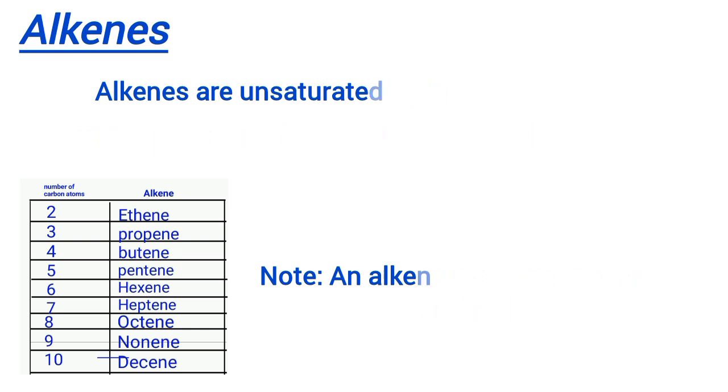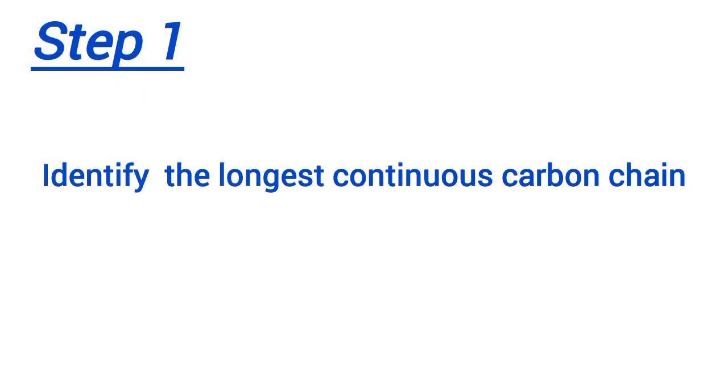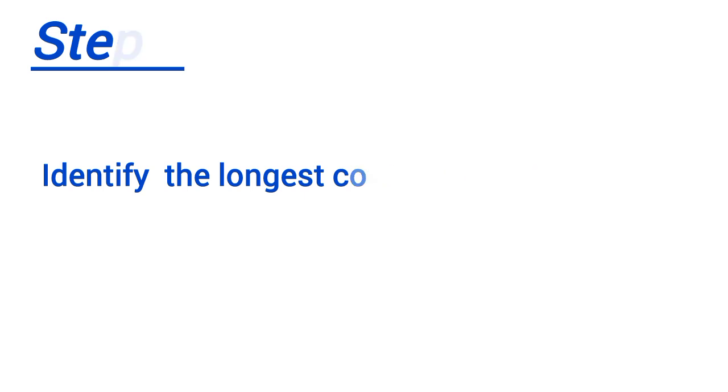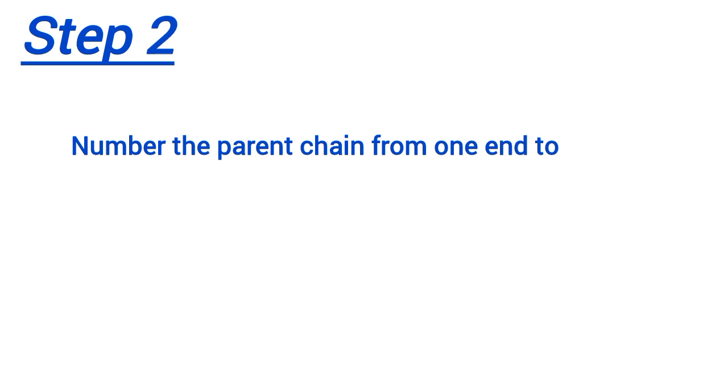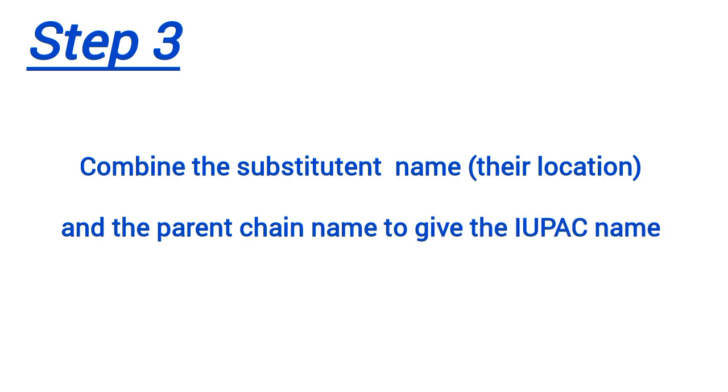Now, let's highlight the steps on how to name alkenes. Step 1. Identify the longest continuous carbon chain, which would be the parent chain. Step 2. Number the parent chain from one end to another, starting from the end that will give the double bond the lowest possible number. Step 3. Combine the substituent name and their location with the parent chain name to give the IUPAC name.